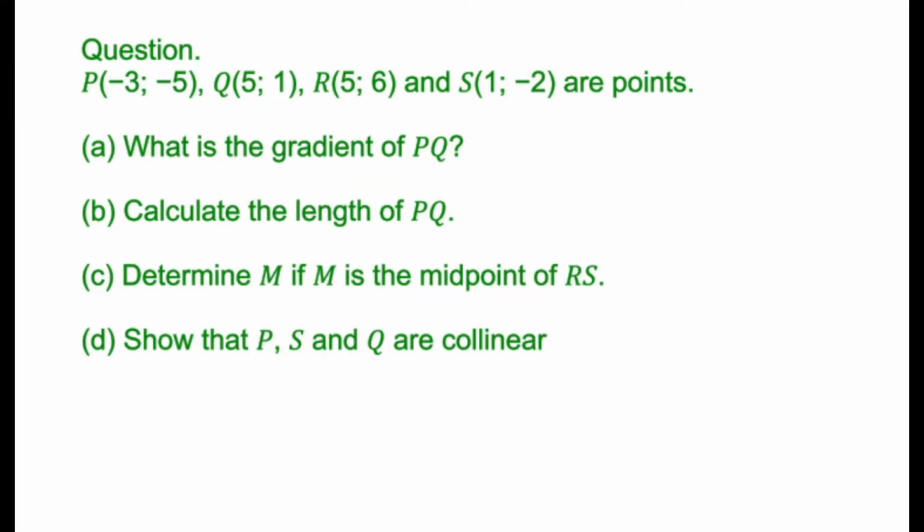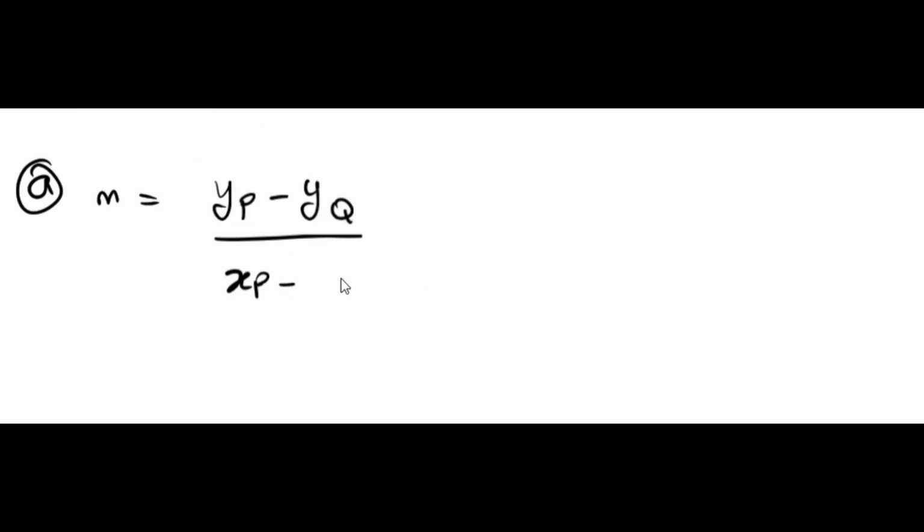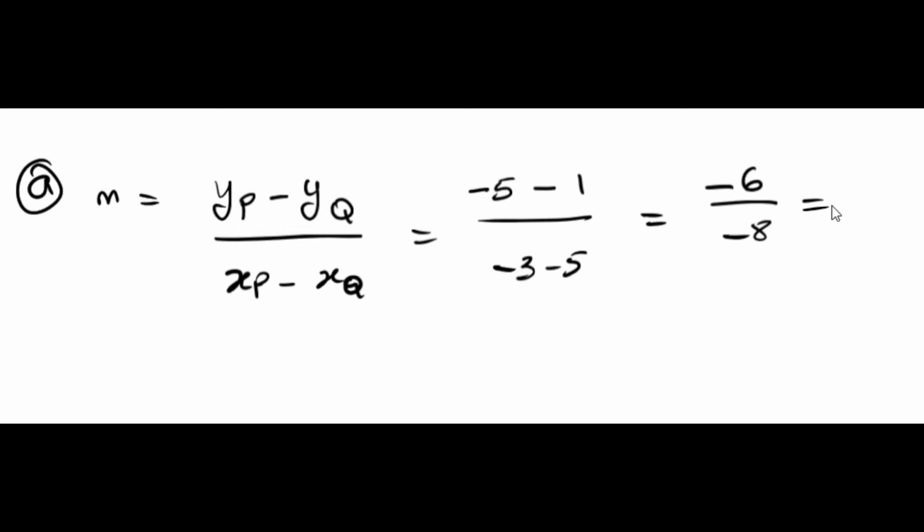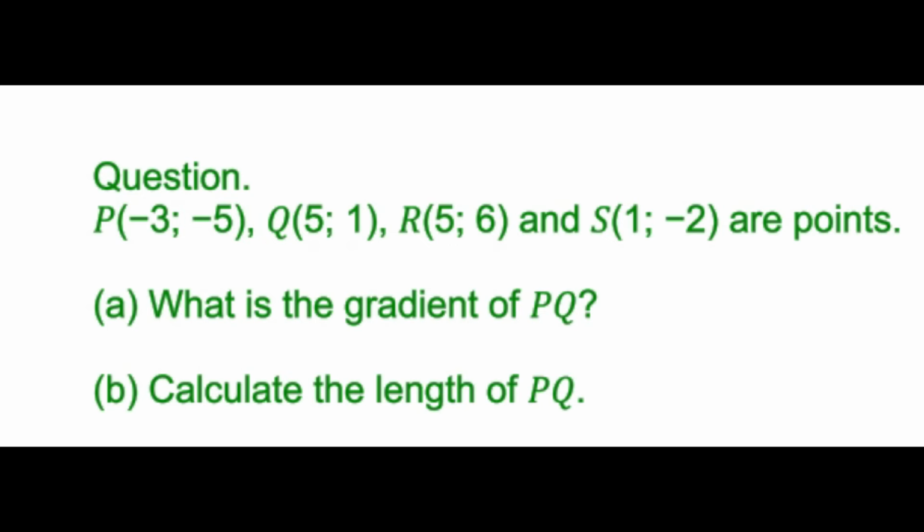Like we said before, the formula for gradient would be that, and that would be the answer for your gradient. All you had to do was substitute the coordinates for P and Q, and you would have your answer. The next question was for us to find the length of PQ.